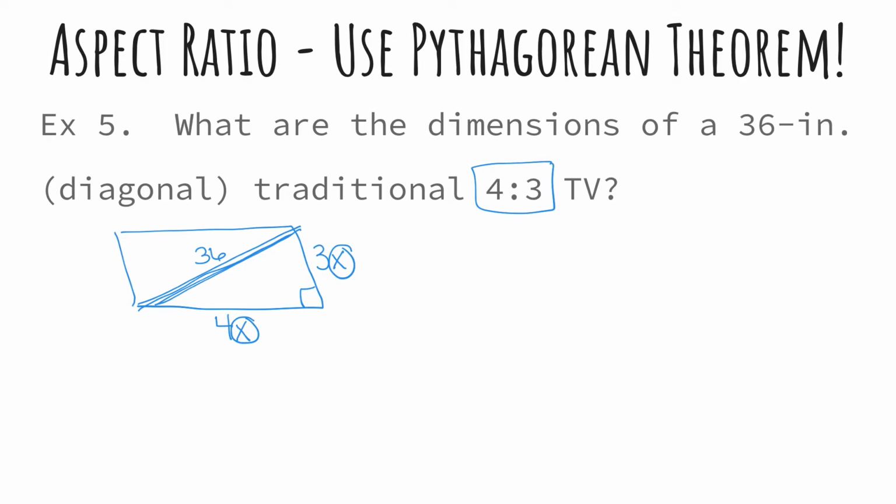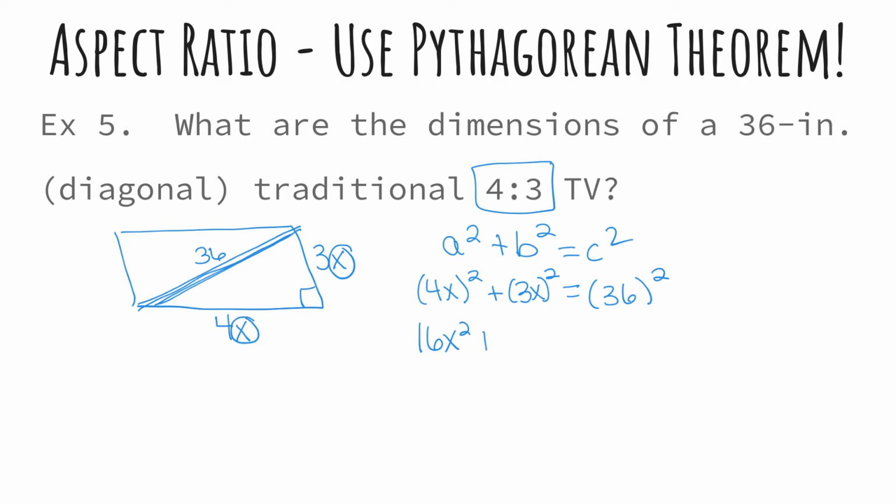Well, this is going to take you back to geometry when you had the Pythagorean theorem, right? For the Pythagorean theorem, you take a squared plus b squared equals c squared. Well, c is always your diagonal, so that's going to be 36, and then we're going to square it. The a and the b are the other sides, so we take 4x and square it and add to it 3x squared. Now make sure you square the coefficient as well. So (4x) squared is actually 16x squared, and (3x) squared is 9x squared.